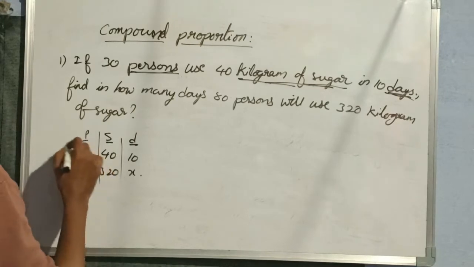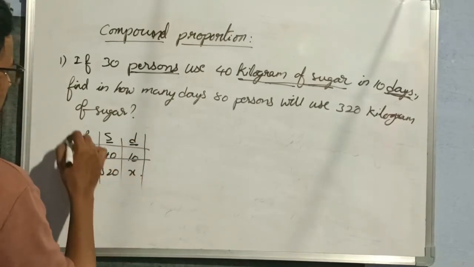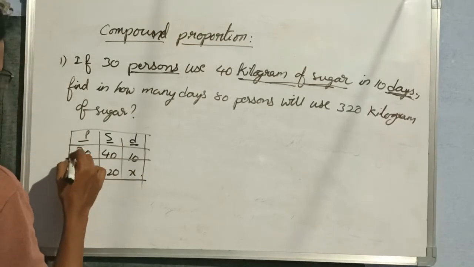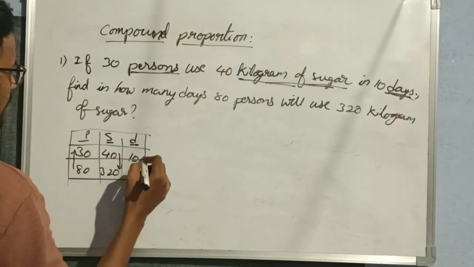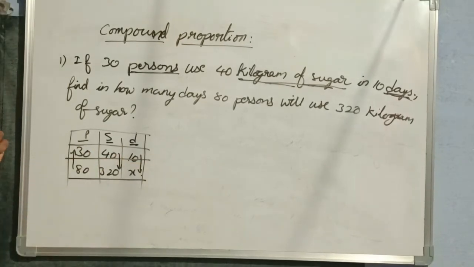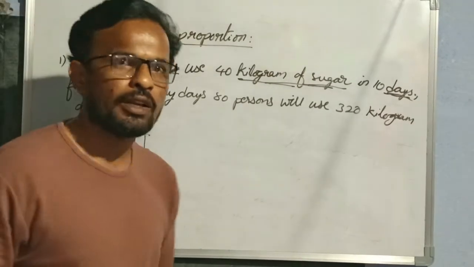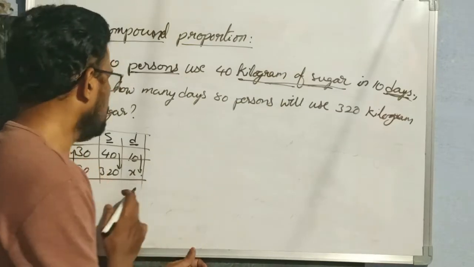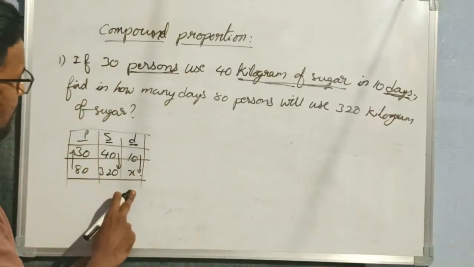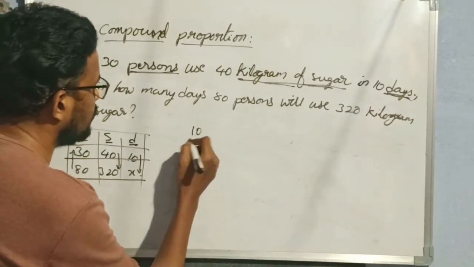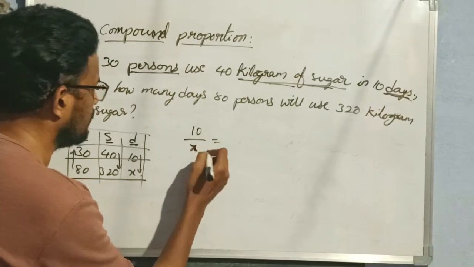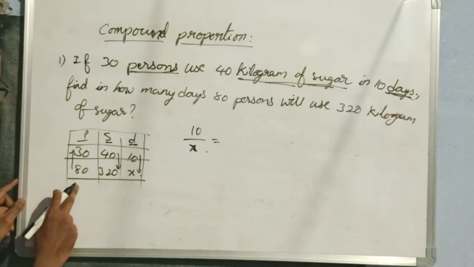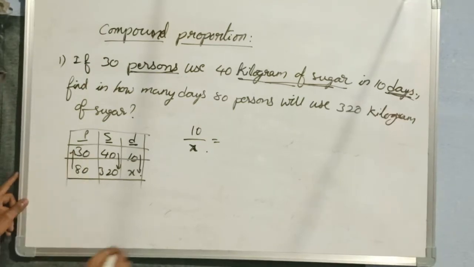Okay. So now we can do it directly by shortcut. If you are writing any competitive exam, then you can do directly like this. See here, number of days we have to compare always. So take number of days ratio. So 10 by x is equal to. Okay. Now here this is inverse proportion. So write 80 by 30.